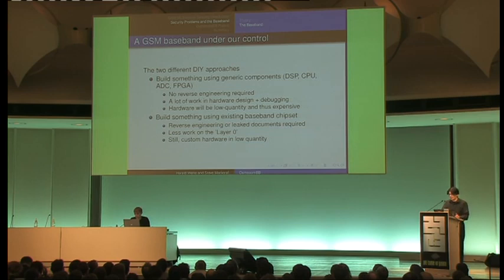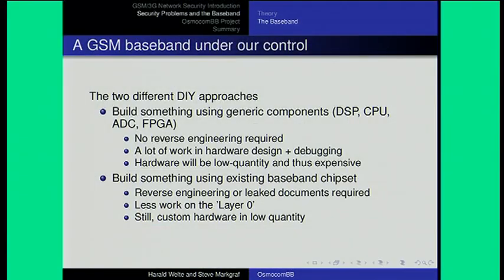There's a couple of different approaches you can take. One of them is, well, you use documented standard off-the-shelf components and do everything from scratch. So you use a CPU that's publicly available and publicly documented. You use a DSP that's publicly documented. You write all the code. Use an FPGA for the synchronous time-controlled signals in GSM. Which means you don't need reverse engineering.